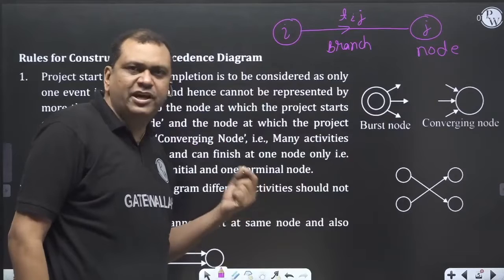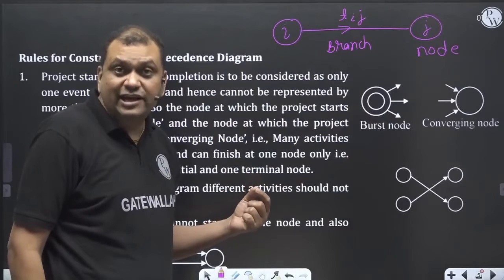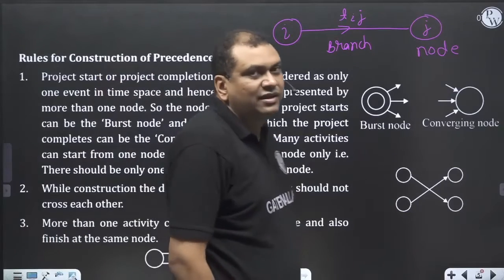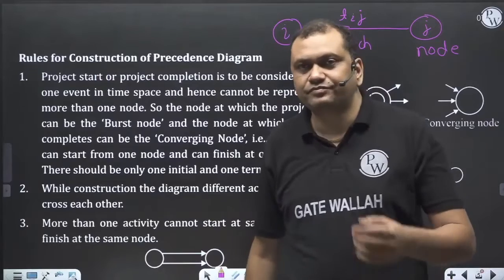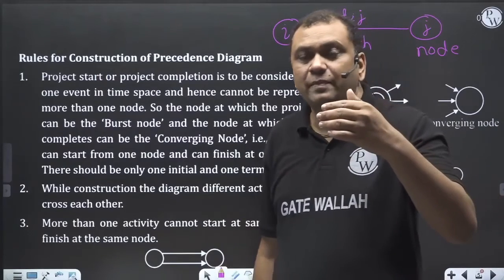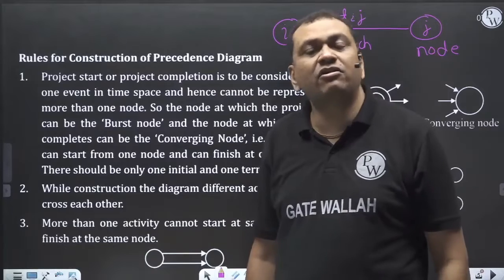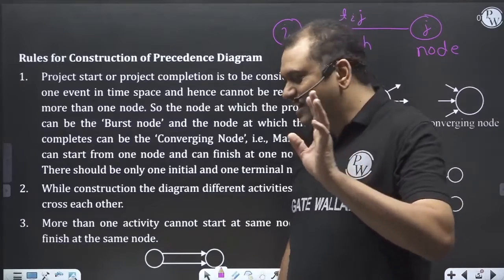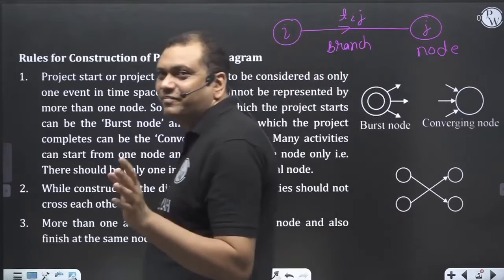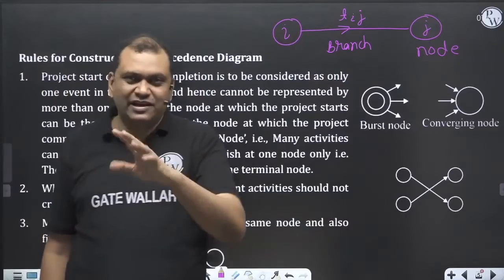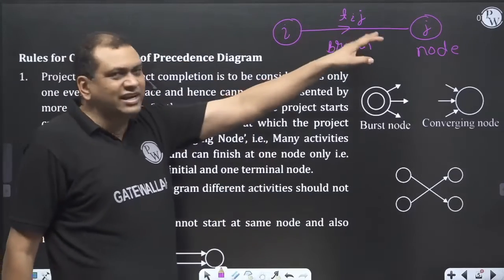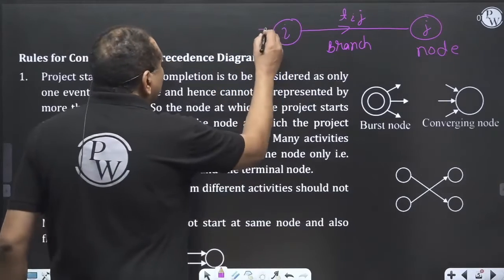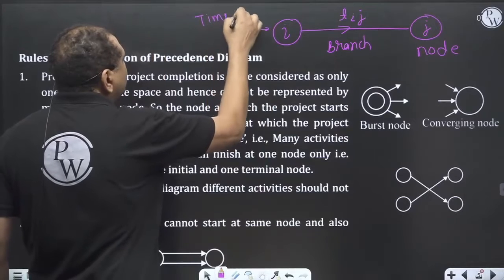Generally, in competitive examinations there are activities on branch only. But if you go for higher education, let us say MTech or MS, there is also something called activity on node. We will not touch activity on node in these lectures because we are preparing for competitive examinations. So there is an activity on branch, and the activity consumes some time. And the node is one point in time.